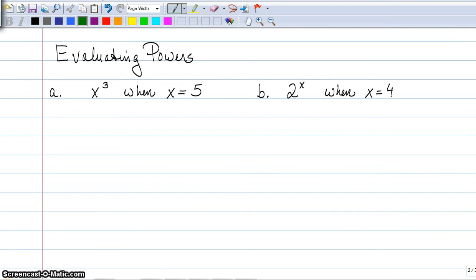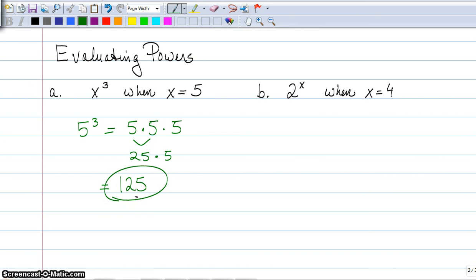Okay, now there are going to be some times when you're going to need to evaluate the powers. Now we have x to the 3rd power, and I want you to evaluate it when x is equal to 5. So that just means that I have 5 to the 3rd power, which is equal to 5 times 5 times 5, which means I have 25 times 5. And 25 times 5 equals 125.